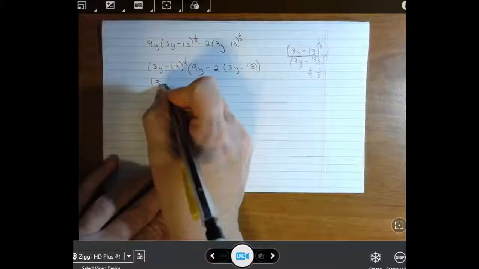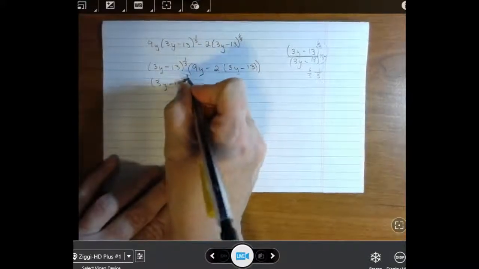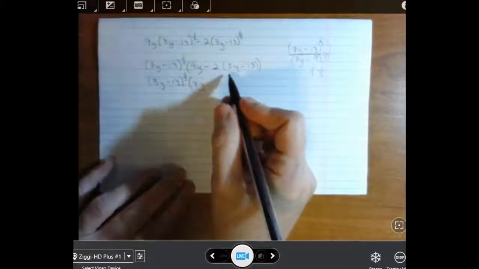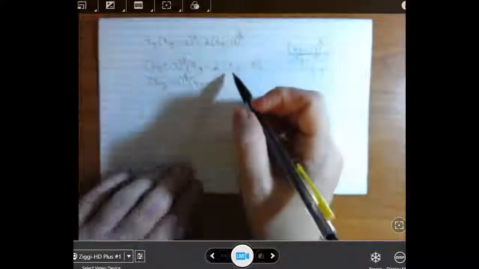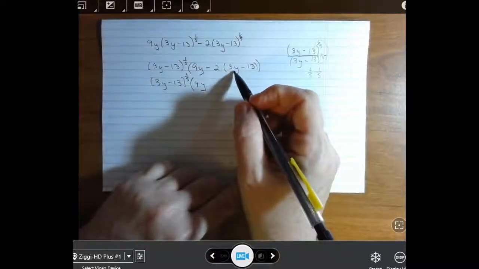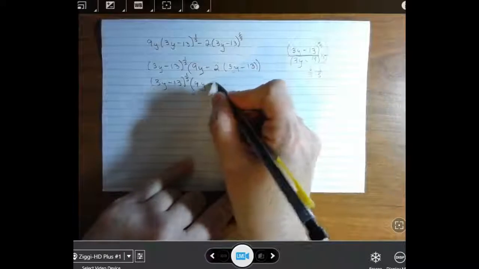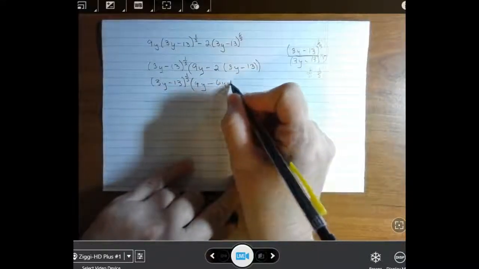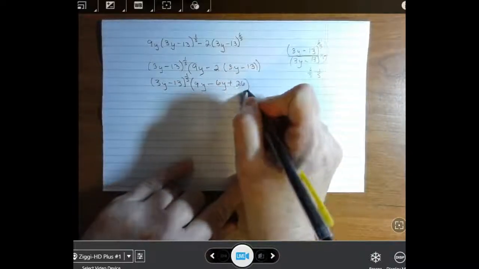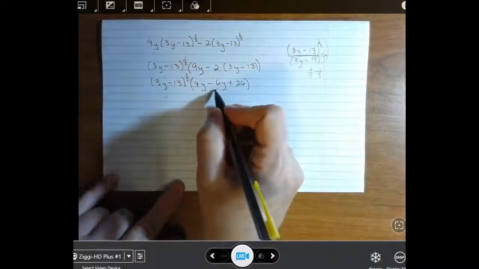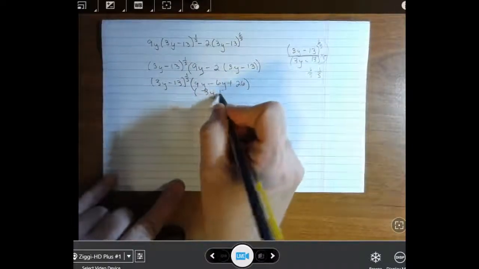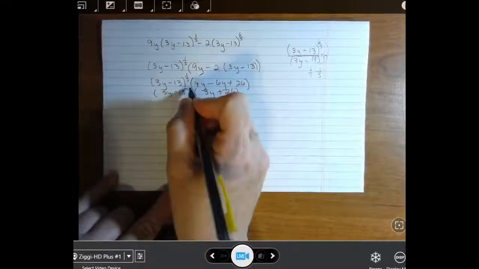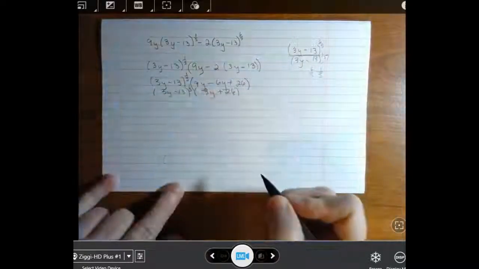So I have 3y minus 13 to the 1/5 times 9y, and then we can distribute here. Negative 2 times 3 is negative 6y. Negative 2 times a negative 13 is a plus 26. 9y minus 6y is 3y plus 26. And there's really not anything else I can do with this to the 1/5 power.